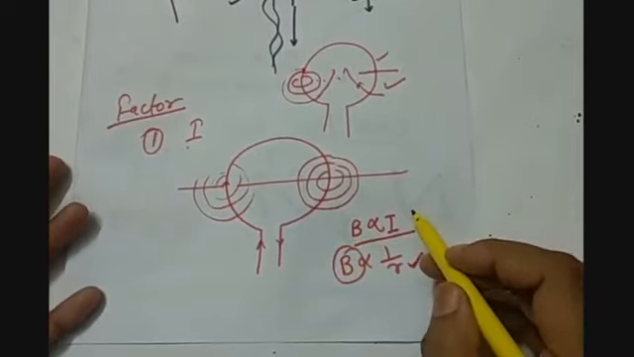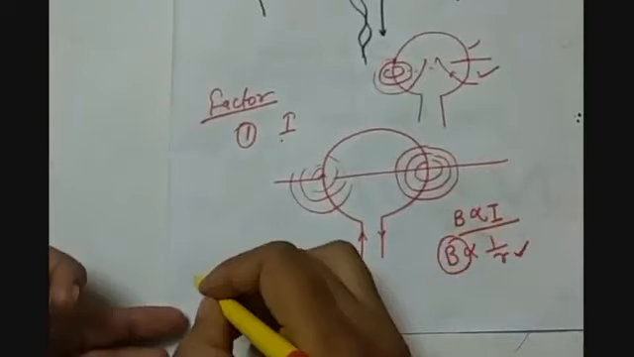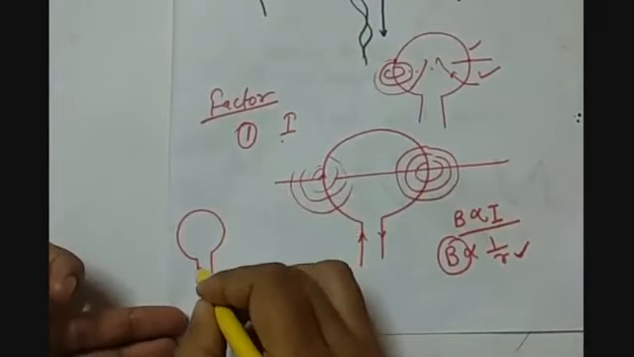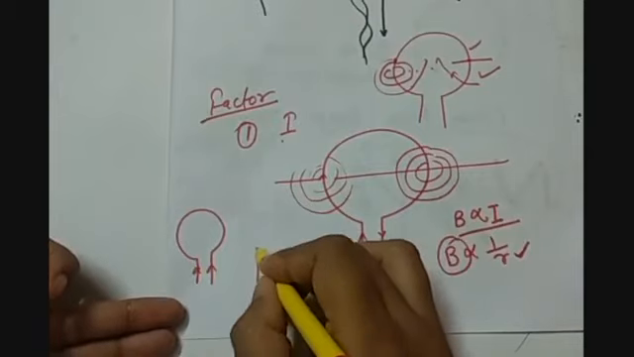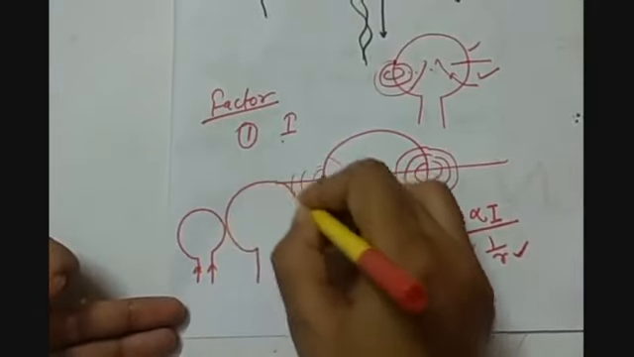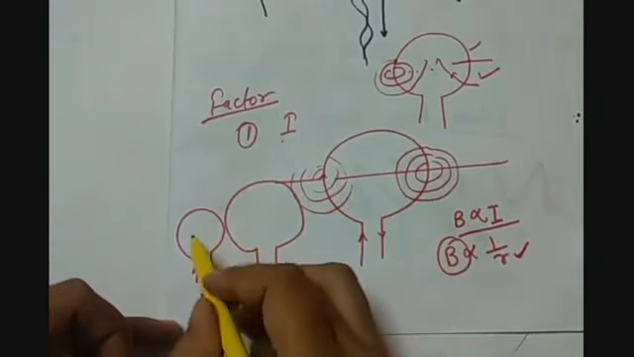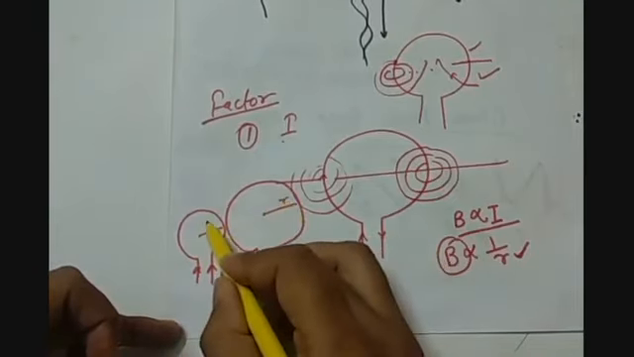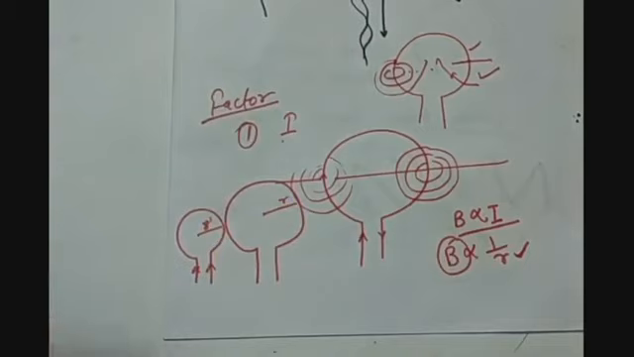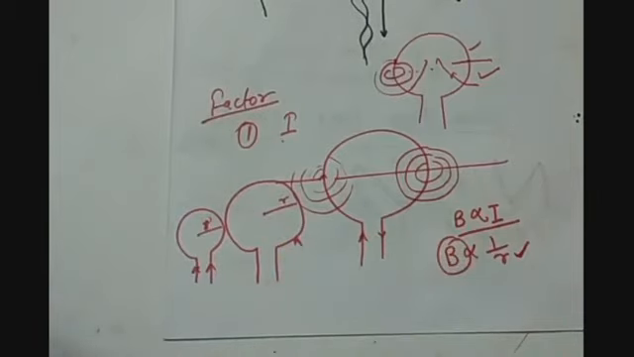So if we compare the magnetic field strength of two circular loops with the same amount of current, that means when the current flowing in the two circles is same but the radius of one of the circles is different than the other, then we can say the magnetic field strength will be less in the case of the bigger circular loop.